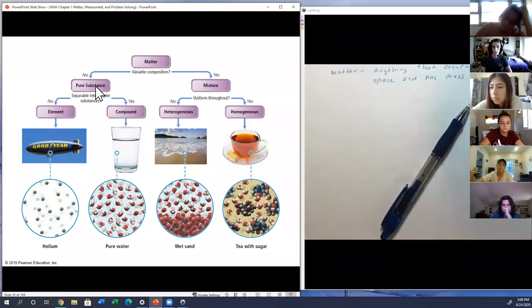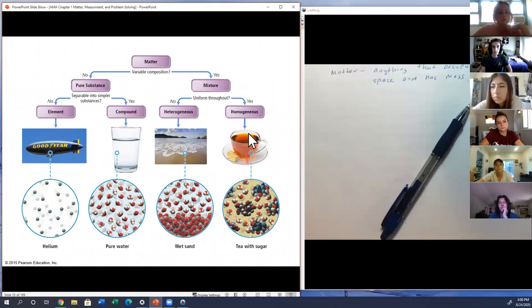It's a pure substance. But I can break the bonds and get hydrogen and oxygen. So that's what makes this a compound. Can't do that for helium. A mixture is two or more substances in proportions that can be varied, right?